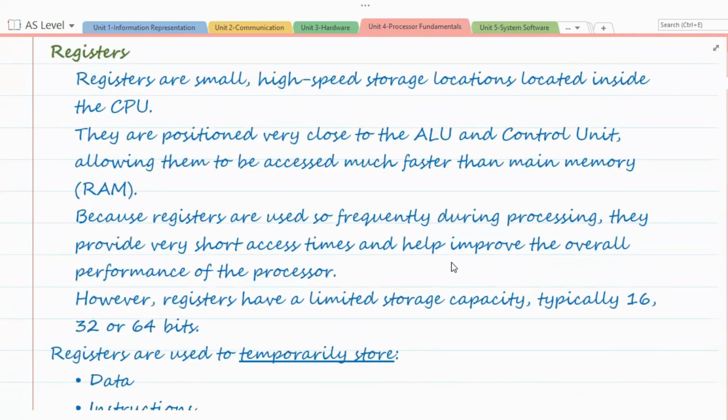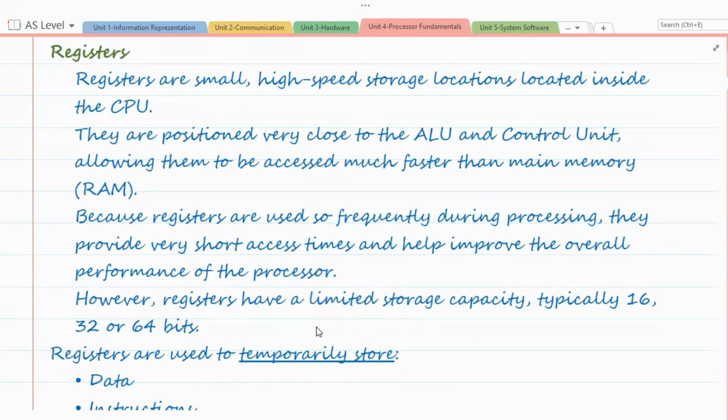What are registers? Let me ask you a question. Imagine you're solving a difficult math problem. Would you keep opening your textbook every few seconds to look at the same numbers? Probably not. You would write important values on rough paper or in a rough notebook. Why? Because it's faster, right? Registers work exactly like that rough paper. They are small storage locations inside the CPU, and because they are very close to the ALU and the control unit, they can be accessed extremely quickly.